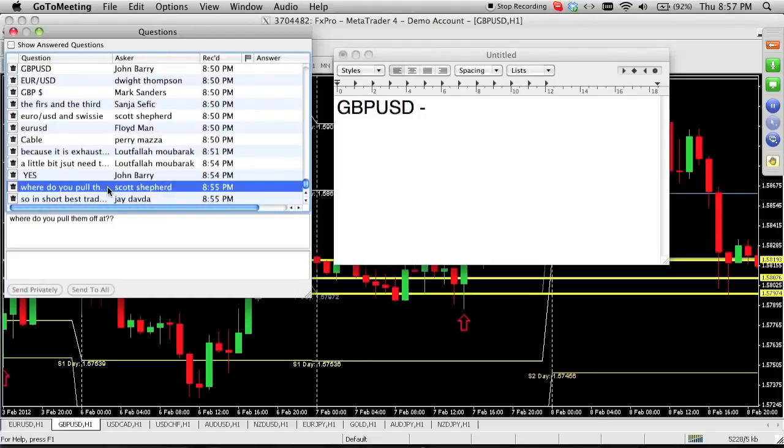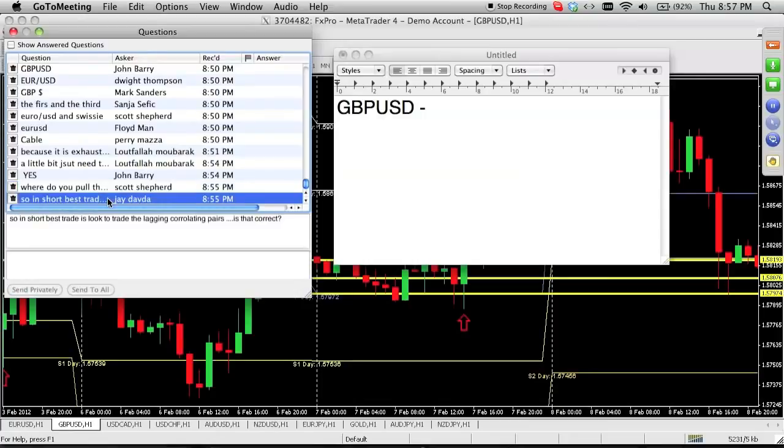Scott, where do you pull them off at? Are you talking about the exits? When do we exit the trades? Is that what you're asking? Jay, so in short, the best trade is to look to trade the lagging correlating pairs. Is that correct? Yes, Jay. The lagging correlating pairs are pretty much the ones that are going to give you easy, smooth profit. But you can take all the other pairs also.